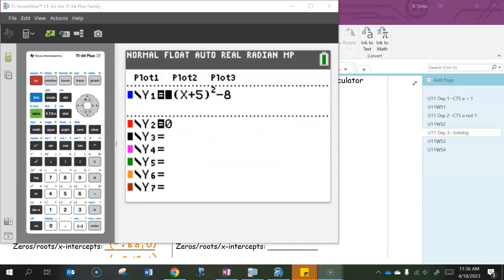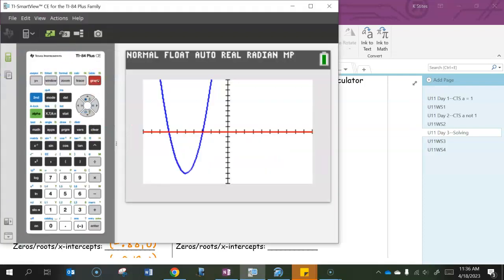Okay, and I've typed this into my calculator and I have graphed it. And I'm going to find the zeros. Second trace 5, enter, enter, enter. The first one is at negative 3. Oh my gosh, my calculator is really slow. And negative 7.